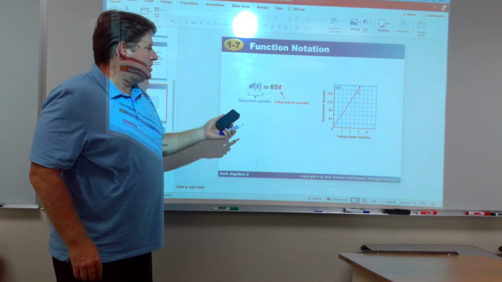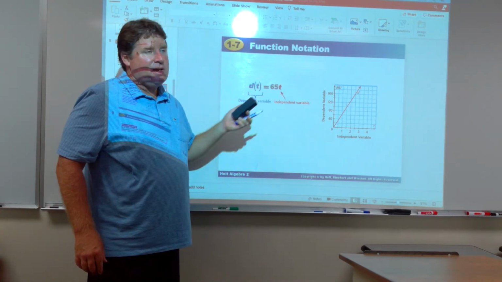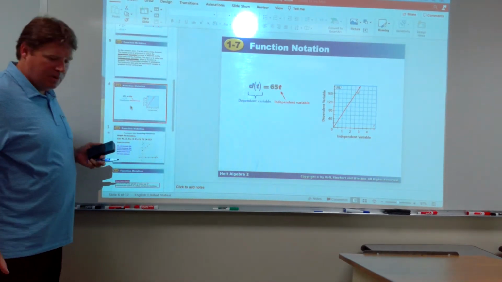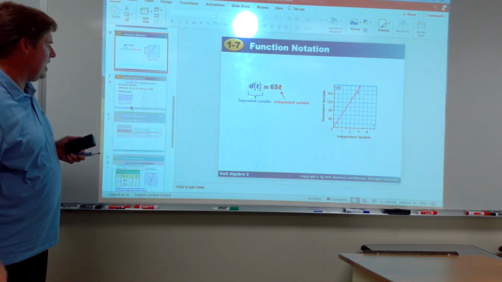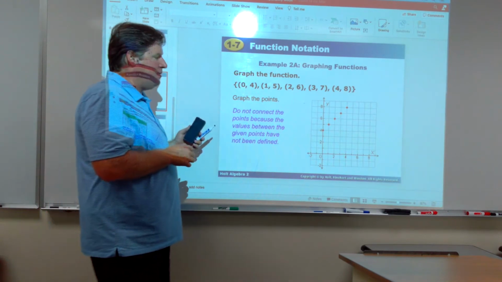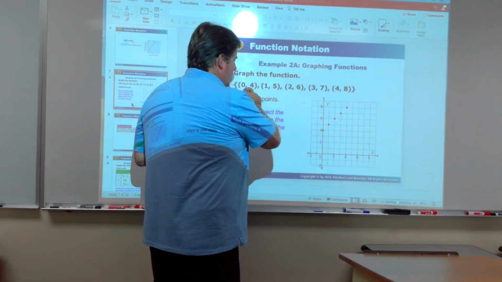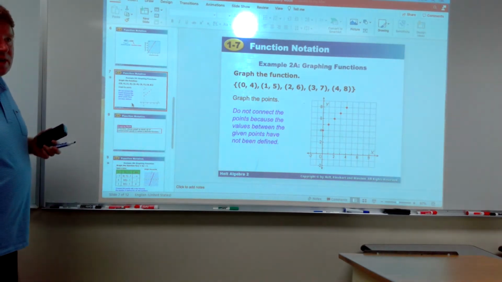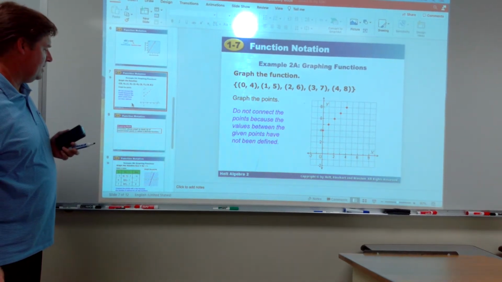So in this case, our distance is going to be dependent on the time that we go. So again, you can see what the graph looks like as we go there. And we've all graphed things before, so we should be able to graph ordered pairs: (0, 4). Remember, x always comes first. (1, 5), (2, 6). Should be able to do those. If they give you a set of points, don't connect them, just put the dots.